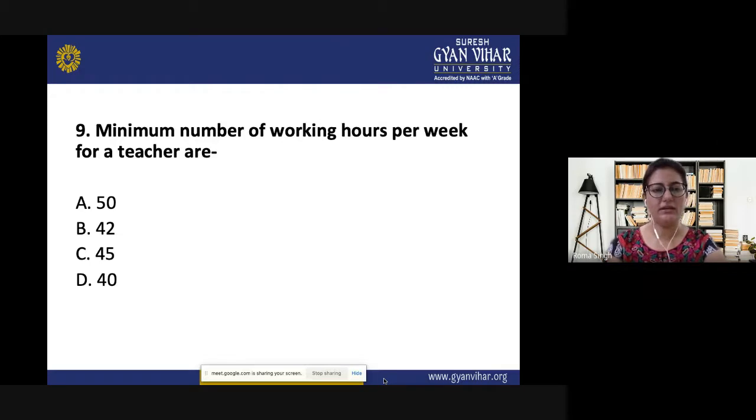Question number 9 is, minimum number of working hours per week for a teacher are? Options are 50 hours, 42 hours, 45 hours, or 40 hours. This we have discussed. The correct answer is 45 hours minimum. These working hours need to be completed by the teachers in a week.